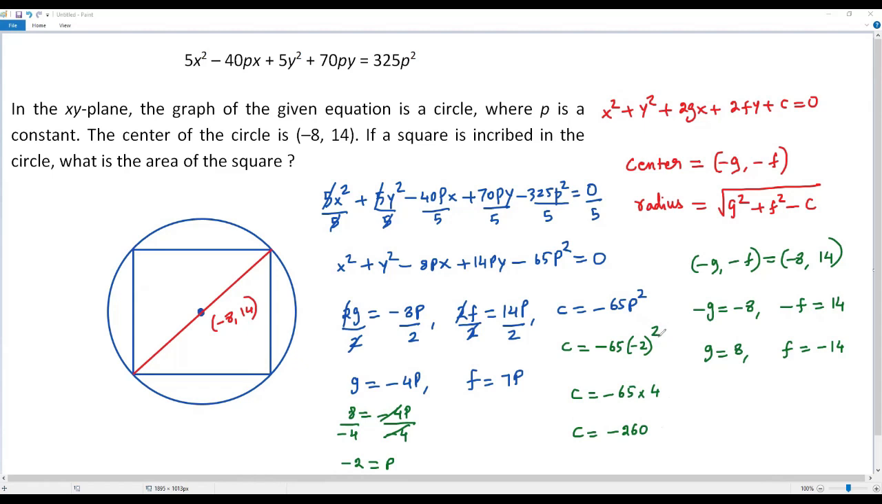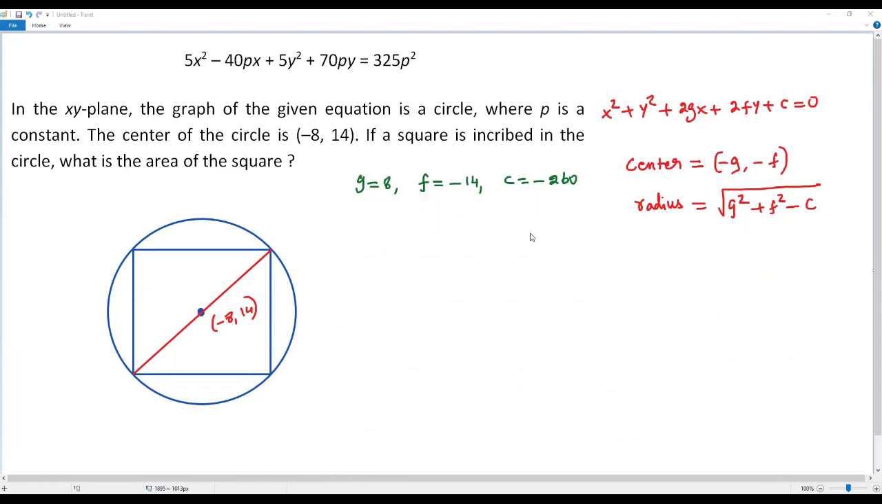Okay, here we have the values of G, F and C. Now we can plug in the values over here and get the radius of the circle. Now let me erase the stuff and continue the problem. Let's plug in the values of G, F and C in this formula to get the radius. That is, the radius of the circle equals the square root of 8 squared, plus negative 14 the whole square, and negative the value of C, which is negative 260.